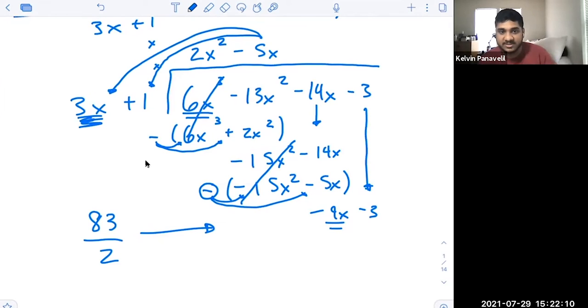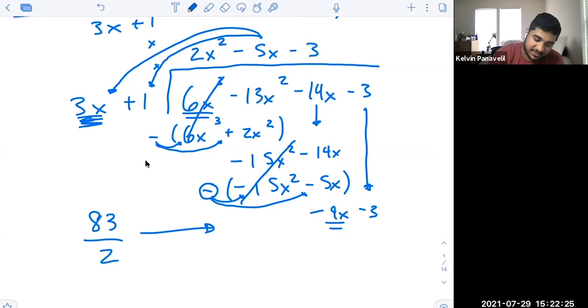Drop it in the chat. 3x times what is negative 9x? That's what I meant. 3x times what is negative 9x? Awesome. 3x times negative 3, so put minus 3 on top.